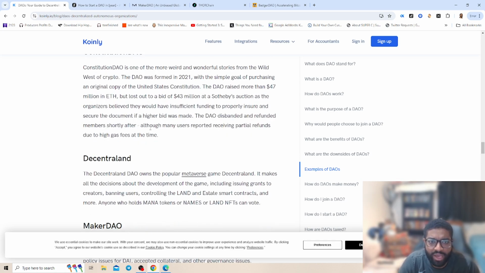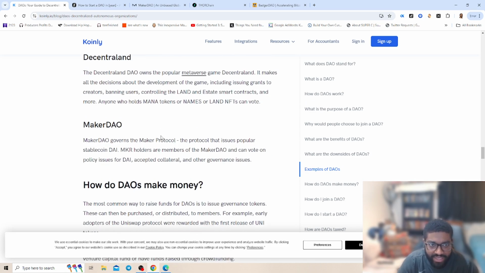You have ConstitutionDAO, one of the more weird and wonderful stories in the Wild West of crypto. The DAO formed in 2021 with the simple goal of purchasing an original copy of the United States Constitution. The DAO raised more than $47 million in ETH, but a higher bid was made, as the organizers believed they would have insufficient funding to properly ensure and secure the document. The DAO was disbanded and refunded members shortly, although many users reported receiving partial funds due to high gas fees at the time.